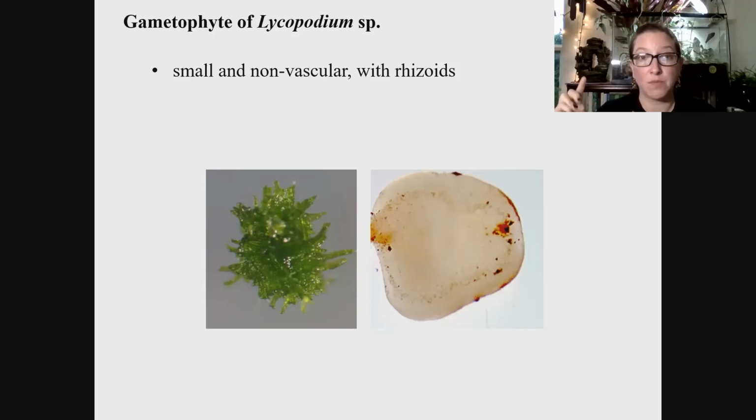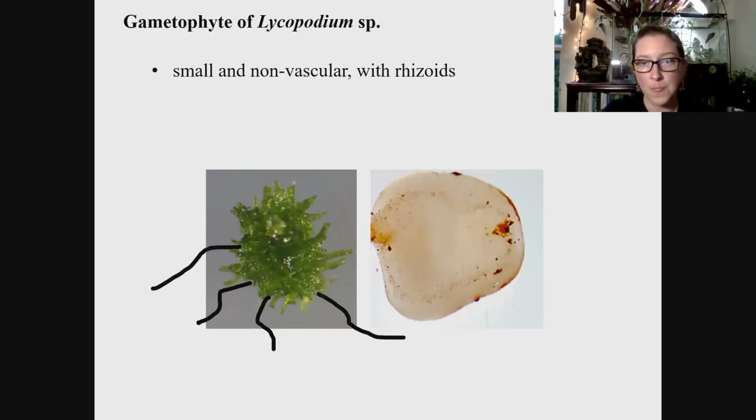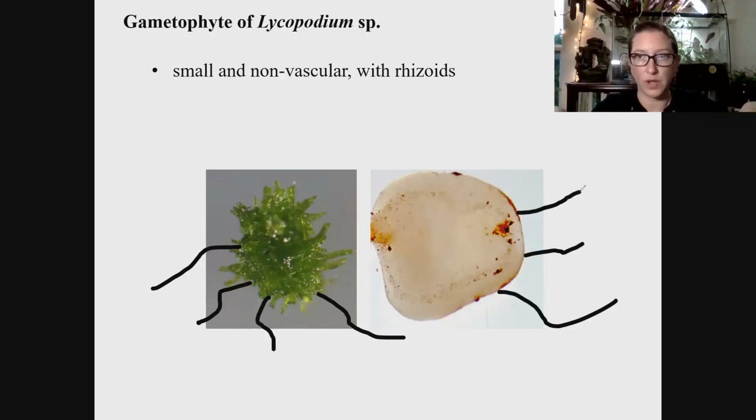So the gametophyte plants are small, the gametophyte plants are non-vascular, and the gametophyte plants have these things called rhizoids, which are hard to see, maybe on this, and which we kind of didn't talk too much about last class. But rhizoids are kind of like little hairs, which we don't really see well in this picture, that come off of the gametophyte plants, and they just serve to kind of anchor it to the soil.